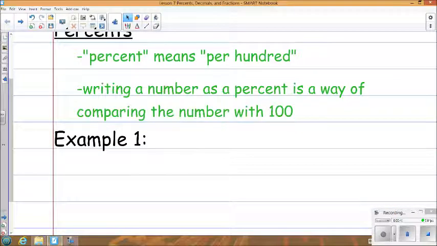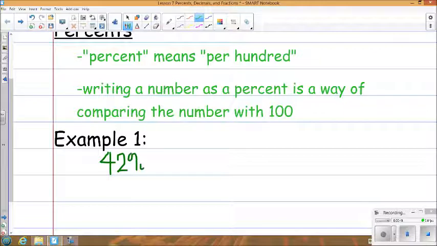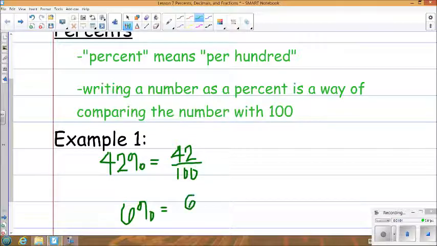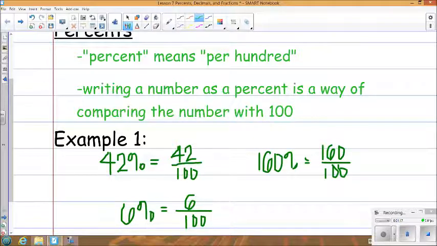So first of all, we have percent. Like I said, if we said 42%, that's the same thing as saying 42 per 100. So it's automatically compared to a fraction with 100 as a denominator. 6% is saying 6 per 100. If I say 160%, it's the same thing as saying 160 per 100.